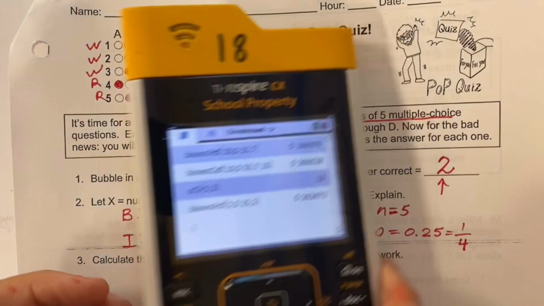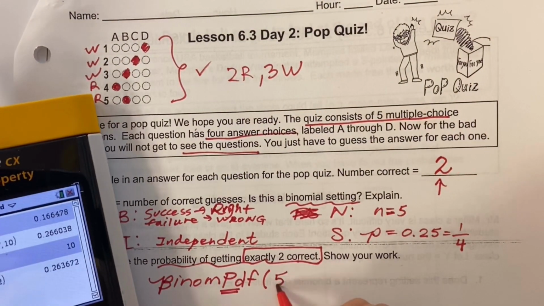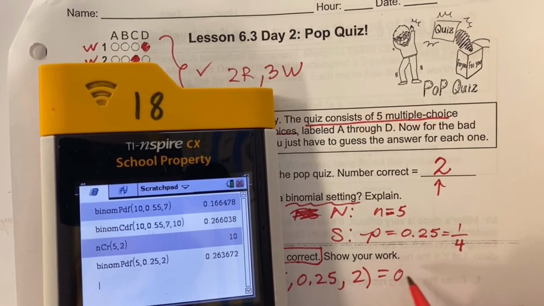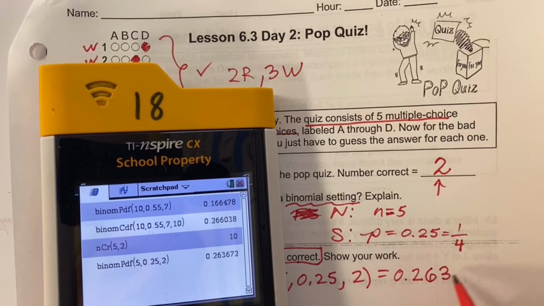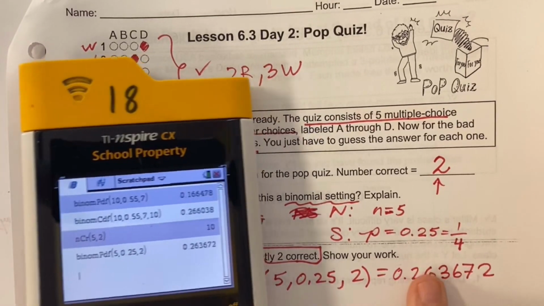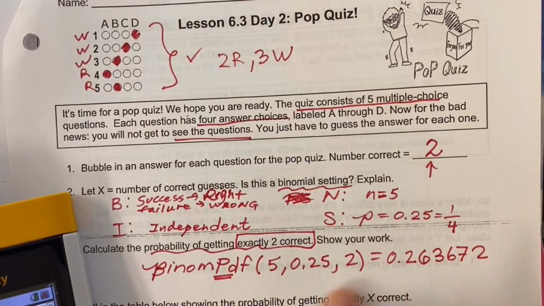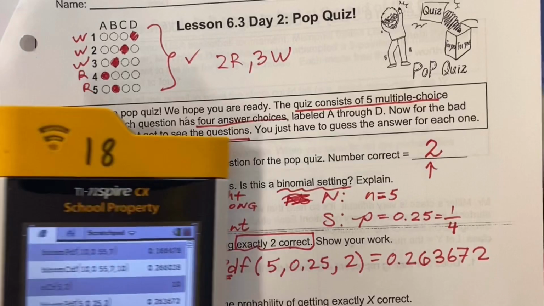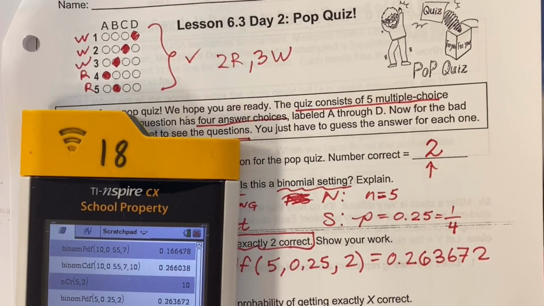To write it out on my paper, I write binomial PDF 5, 0.25, 2, and my answer is about 26%. If you ran a long run frequency, about 26% of the time, people would get 2 out of these 5 right just by guessing. So when a kid says, oh, I did pretty good, I got 2 right, I don't feel great as a teacher, to be honest, because there's a pretty good chance of you getting 2 right by purely guessing. And that's why I'm sad when you guess.